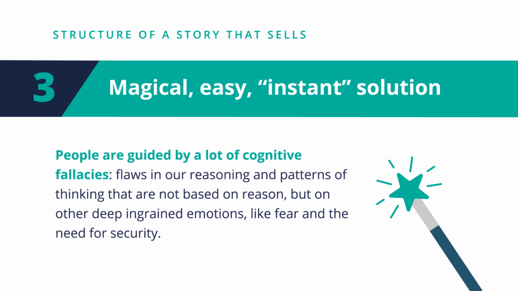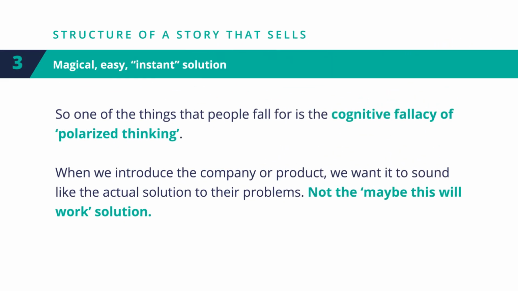And to do that, it's important to know that people are guided by a lot of cognitive fallacies, flaws in our reasoning and patterns of thinking that are not based on reason, but on other deeply ingrained emotions like fear and the need for security. So one of the things that people fall for, and I still do, is the cognitive fallacy of polarized thinking. In other words, we place things or people in either-or categories, with no shades of gray, ignoring the complexity of most situations and persons.